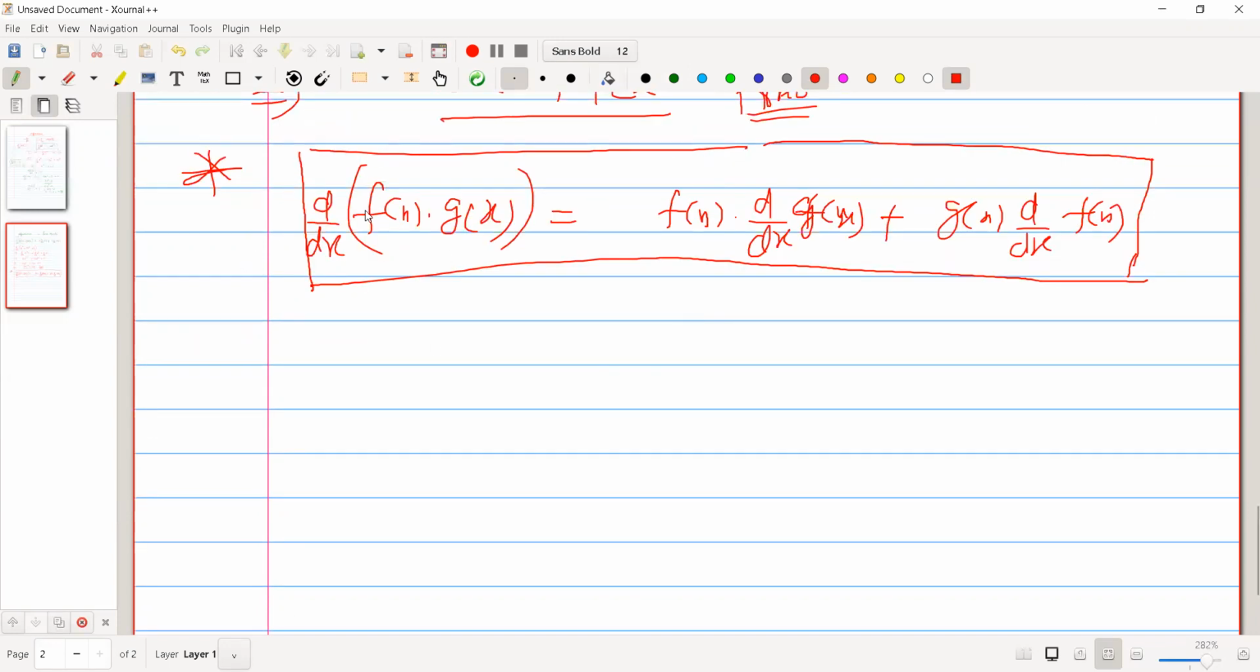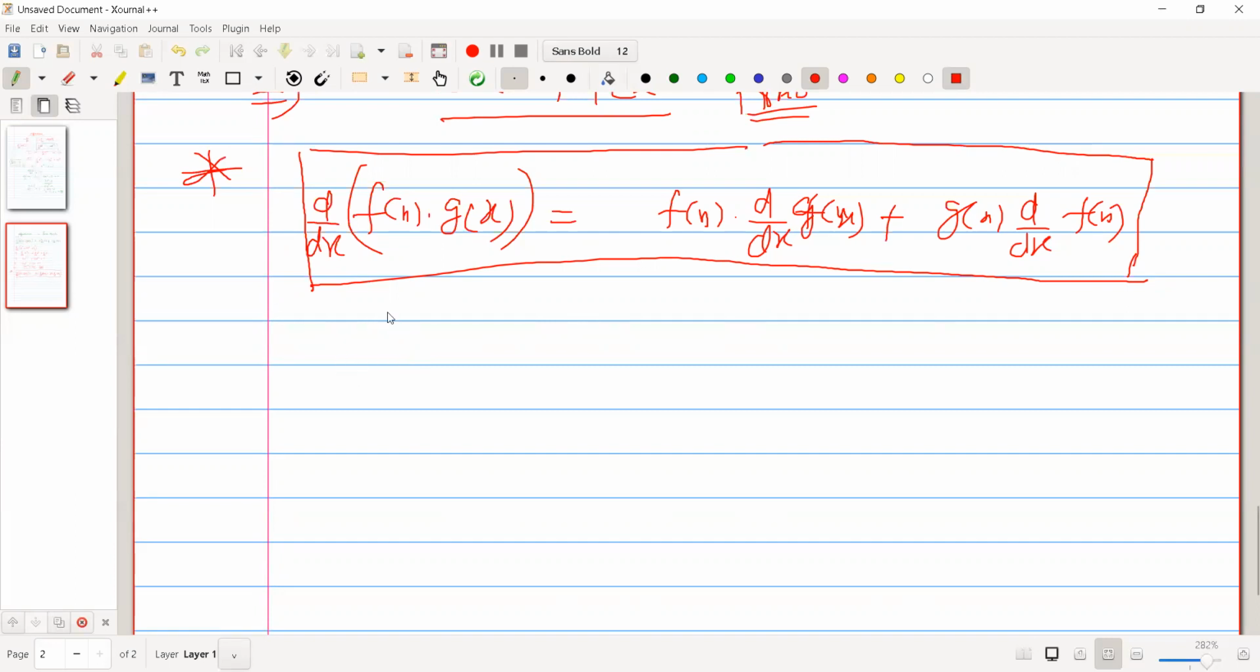So I hope you understood the derivative of f(x) into g(x). Any of them you can assume as the first function or second function, because the commutative law is not applicable here. So f(x) into dy by dx of g(x) plus g(x) into dy by dx of f(x).